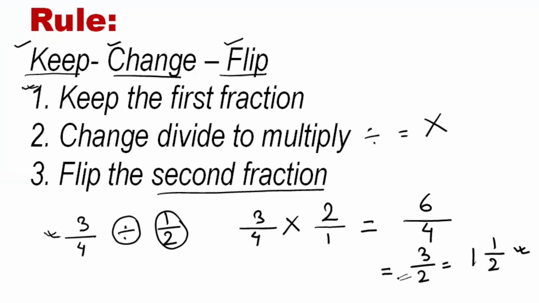Let's solve more questions. Half divided by 1/4. So how will we do it? We have to recall the division of fractions rule. What does it say? We keep the first fraction as it is. Then the second rule was to change the division into multiply, so in place of the division sign we put the multiply sign. Then the third rule was to flip the second fraction. It means 4 will go up and 1 will go down.